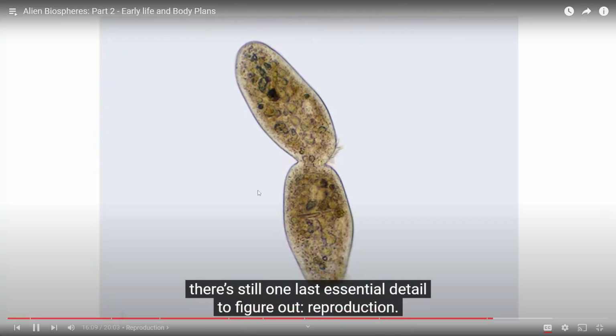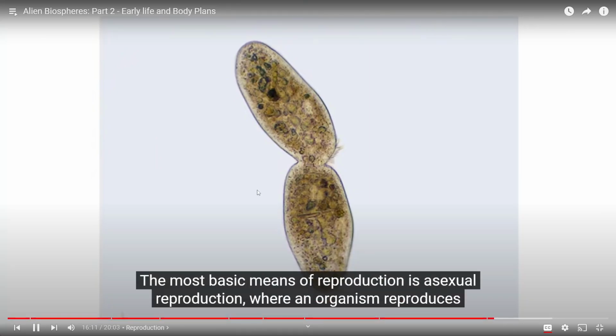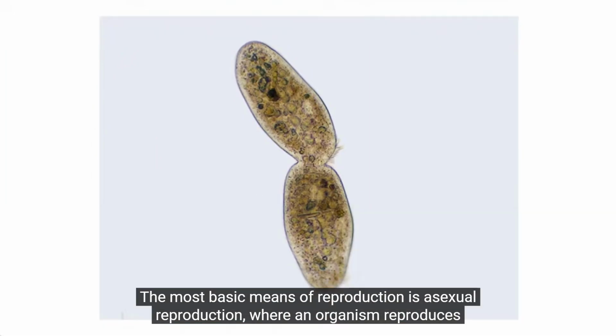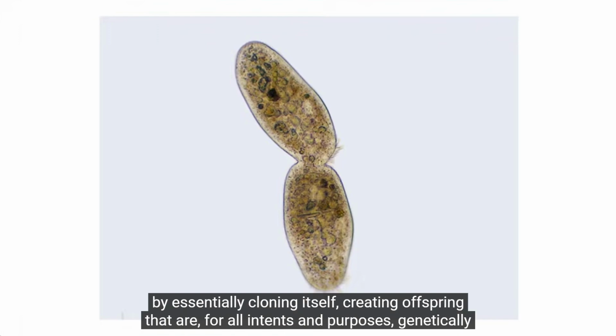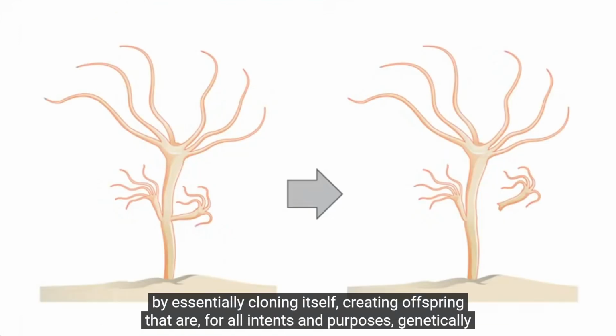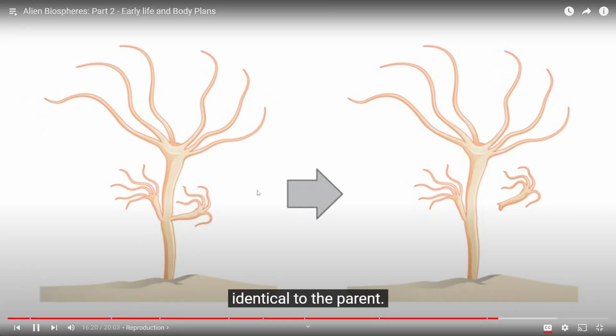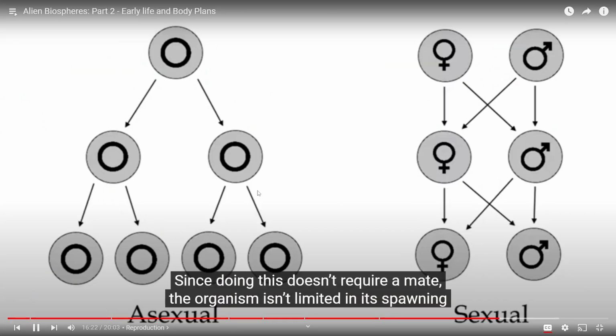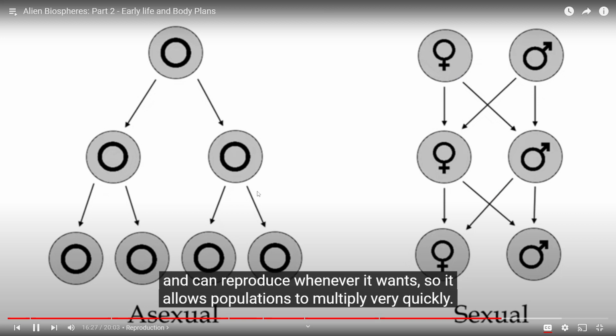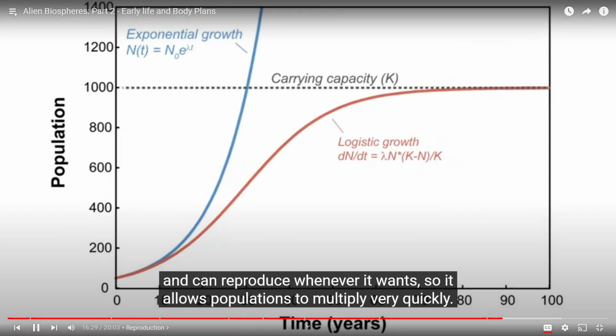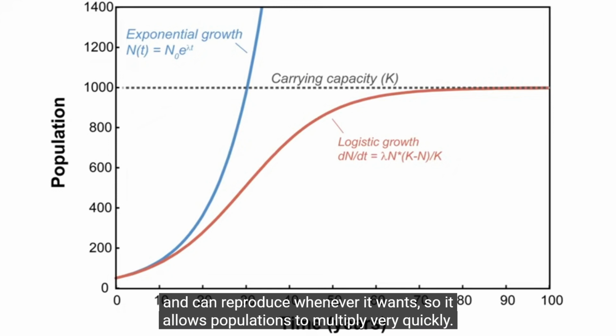Reproduction. The most basic means of reproduction is asexual reproduction, where an organism reproduces by essentially cloning itself, creating offspring that are, for all intents and purposes, genetically identical to the parent. Since doing this doesn't require a mate, the organism isn't limited in its spawning and can reproduce whenever it wants, allowing populations to multiply very quickly.